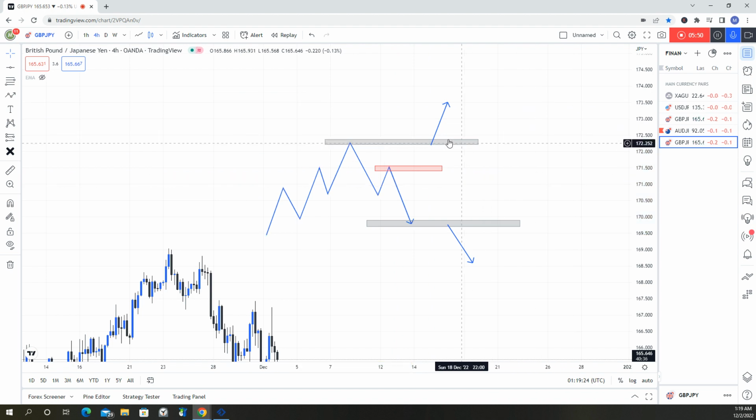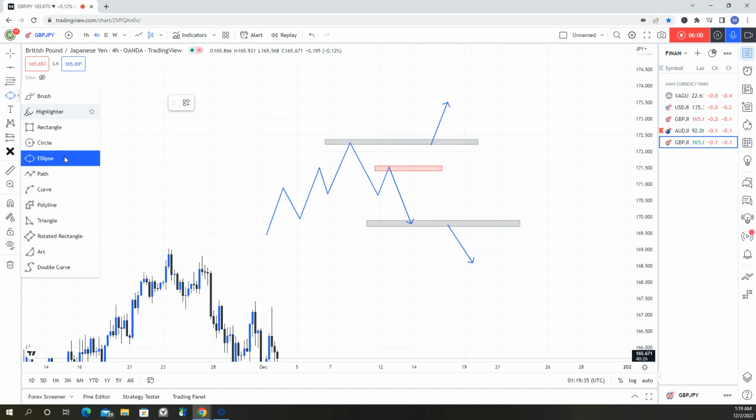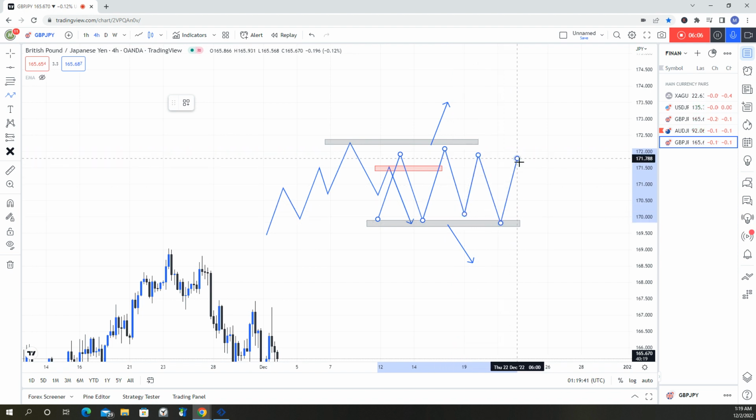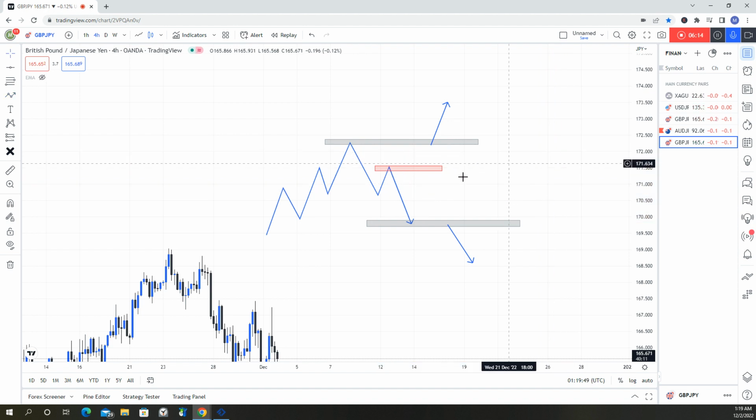I will try to explain it a little bit more simply. There is a major level, which is the gray box. There is a minor level, which is the red box. What happens around here is not our concern. Whatever happens there, either a break or retest to the upside or to the downside, it's not our business.